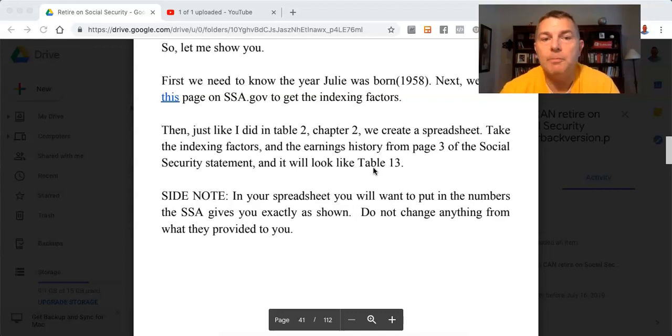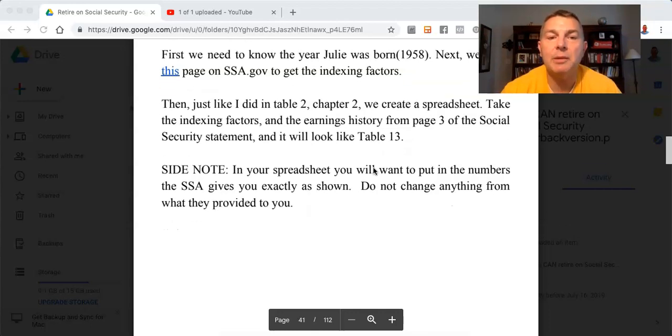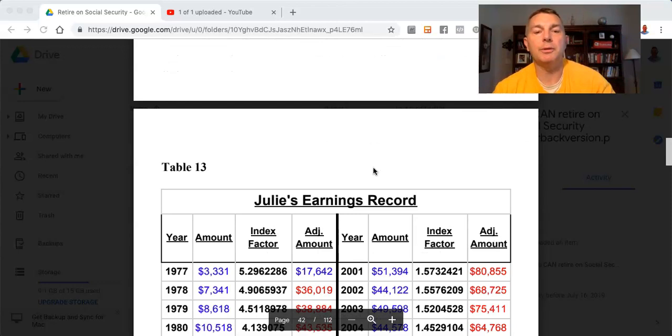All right. So first, just like I did in table 2, chapter 2, we have to create a spreadsheet. Take the indexing factors and the earnings history from page 3 of the Social Security statement, and it'll look like this in table 13. Side note, in your spreadsheet, you want to put in the numbers the Social Security Administration gives you exactly as shown. Do not change anything from what they provided to you.